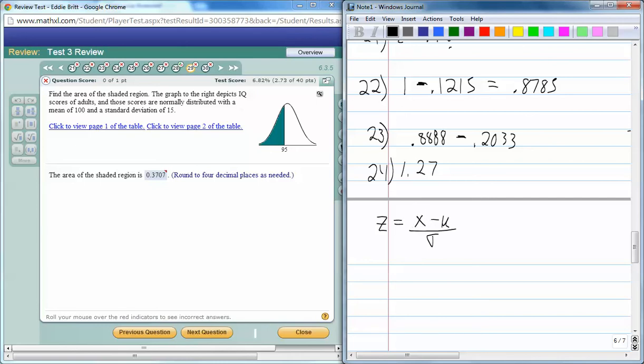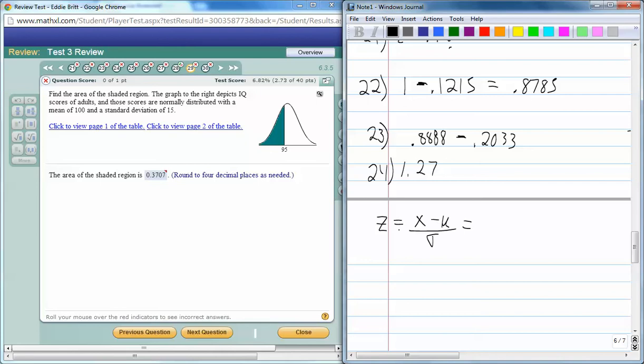Okay, so in this problem, the problem doesn't actually tell you this, but what we have shaded right here is the area under the curve, or the area under the bell curve, less than 95. So what this represents is the probability that a randomly selected person would have an IQ less than 95. Alright, so the 95, that's our x.